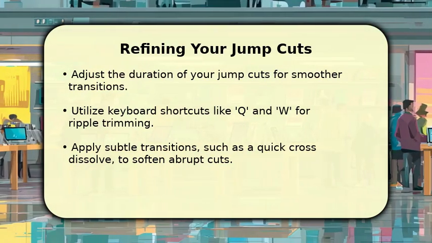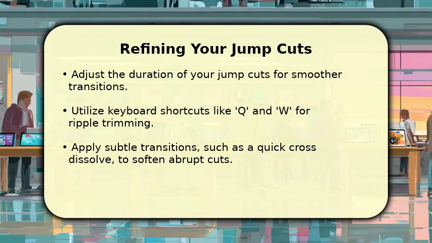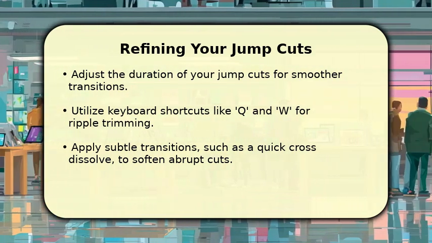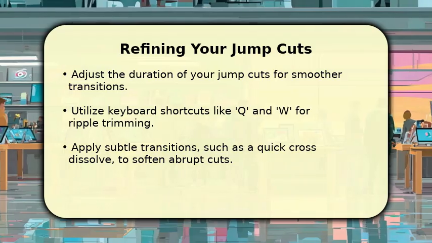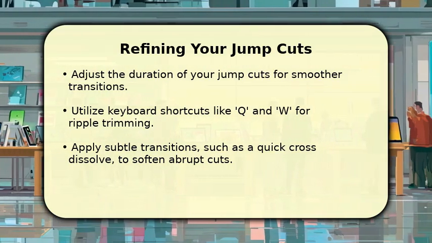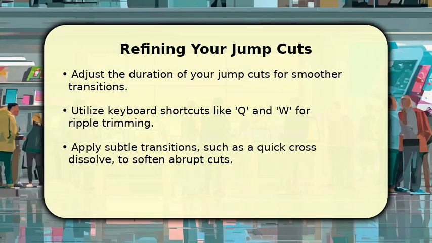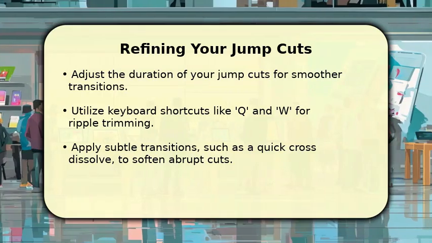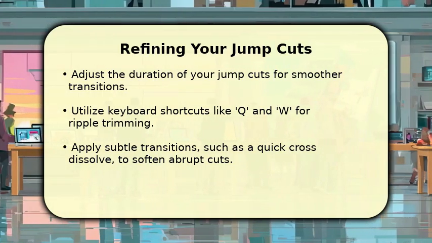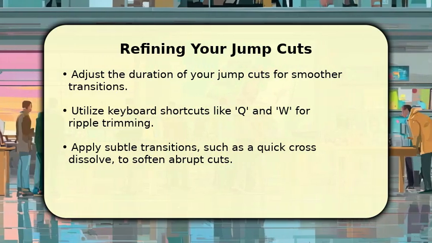To refine your jump cuts, consider adjusting their duration. A jump cut of just a few frames, perhaps 3 to 5 frames, can be less jarring than a longer one. Utilize ripple trimming with Q and W to quickly shorten or extend clips. For a smoother feel, you might add a very brief cross dissolve, lasting only 1 or 2 frames, to soften the transition. Always ensure your audio remains consistent across the cut.